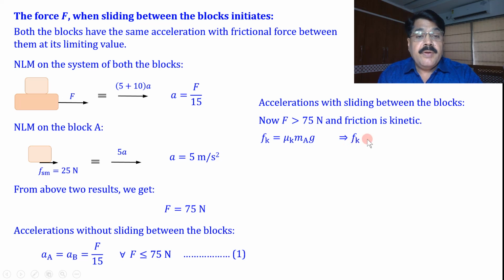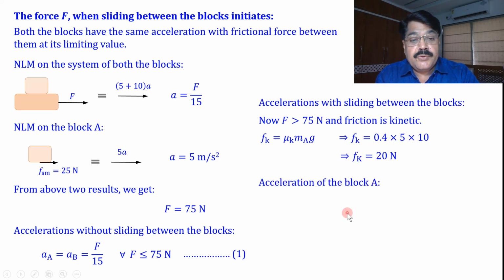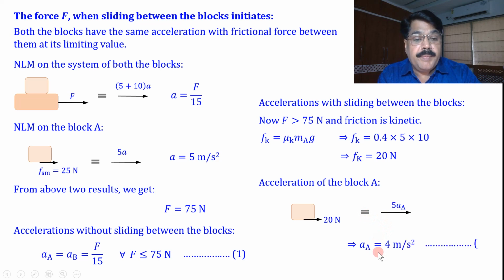So that is 0.4 into 5 into 10, that is 20 Newton. So kinetic friction force is 20 Newton. Now acceleration of the block A. On block A, we say only the force of kinetic friction is acting in the forward direction. So that will be equal to 5 into a_A. So a_A is a constant, that is 4 meter per second square. Let us call this equation number 2.